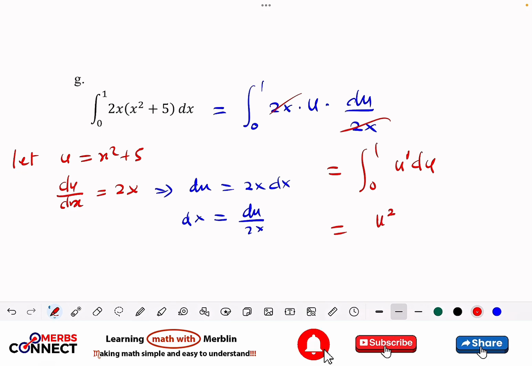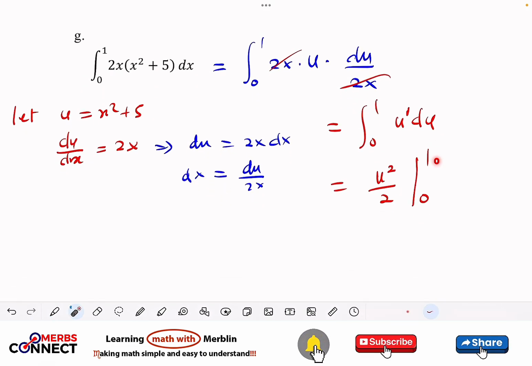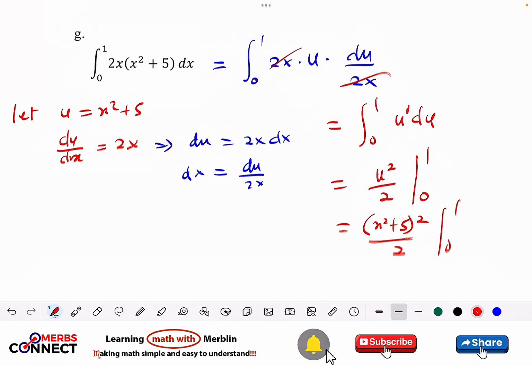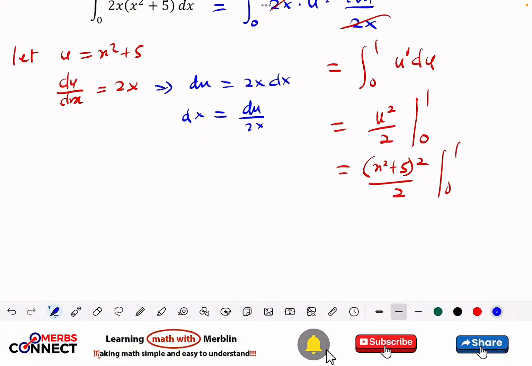So when I integrate, I get u squared divided by 2, then from 0 to 1. Now for me to plug in them inside, I need to substitute the u back to have something like x squared plus 5 to the power 2 divided by 2, 0 to 1. Before I can now plug in the value, I will show you the other way.